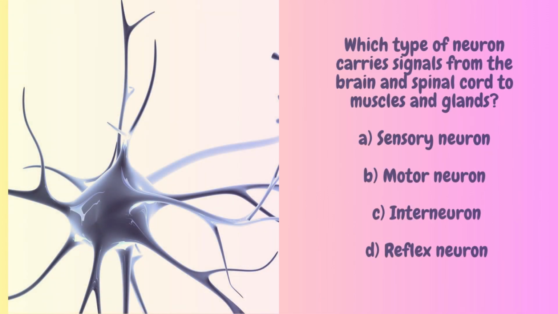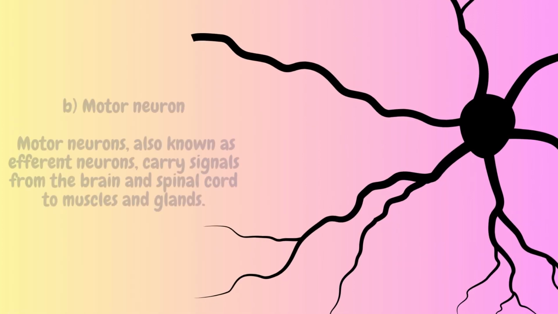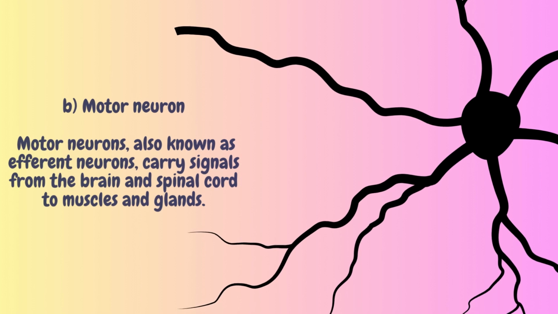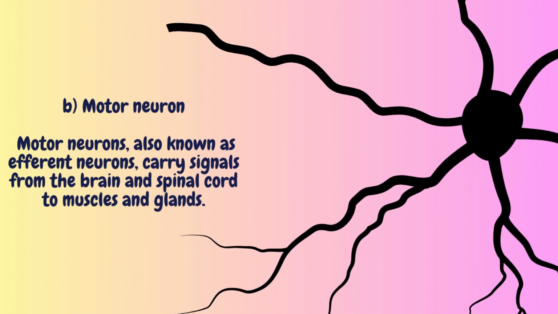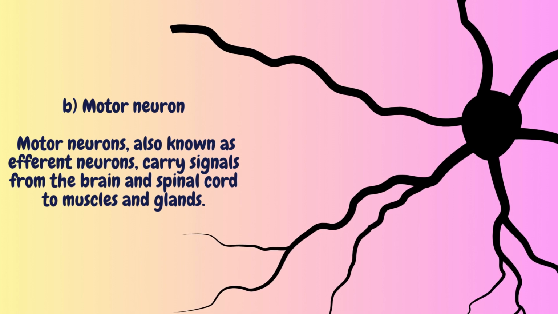Which type of neuron carries signals from the brain and spinal cord to muscles and glands? A. Sensory neuron. B. Motor neuron. C. Interneuron. D. Reflex neuron. B. Motor neuron. Motor neurons, also known as efferent neurons, carry signals from the brain and spinal cord to muscles and glands.